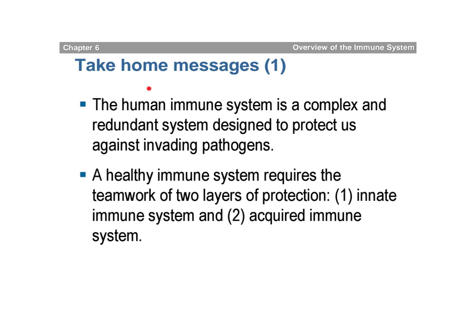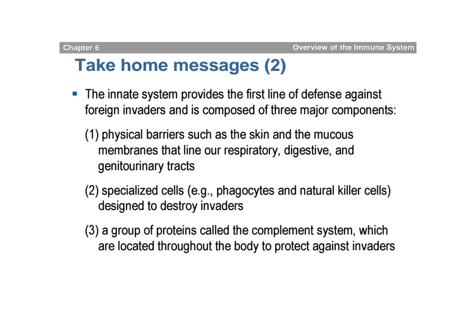Okay, so here are some of the take-home messages. The human immune system is complex, and it's a redundant system designed to protect us from invading pathogens. The healthy immune system requires teamwork of two layers of protection: the innate immune system and the acquired immune system. The innate immune system provides the first line of defense against foreign invaders and is composed of three major components: the physical barriers, such as skin and mucous membranes that line our respiratory, digestive, and genitourinary tracts. It also is composed of specialized cells, such as phagocytes and natural killer cells that destroy invaders.